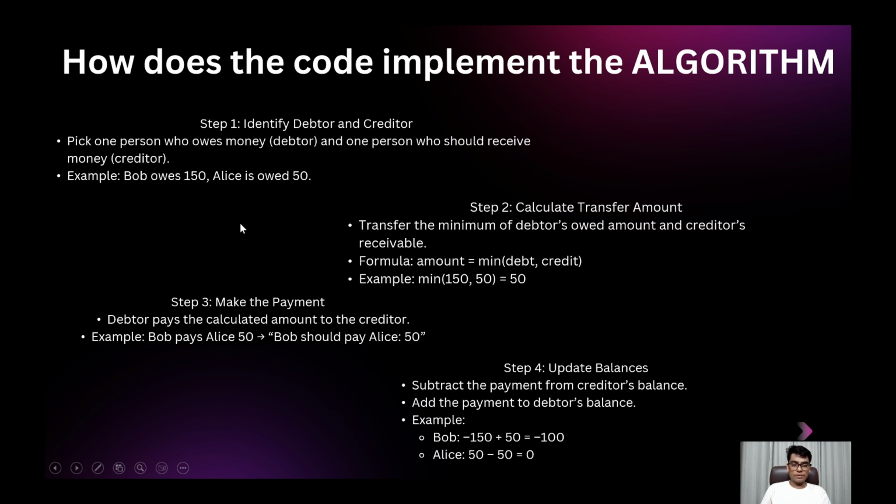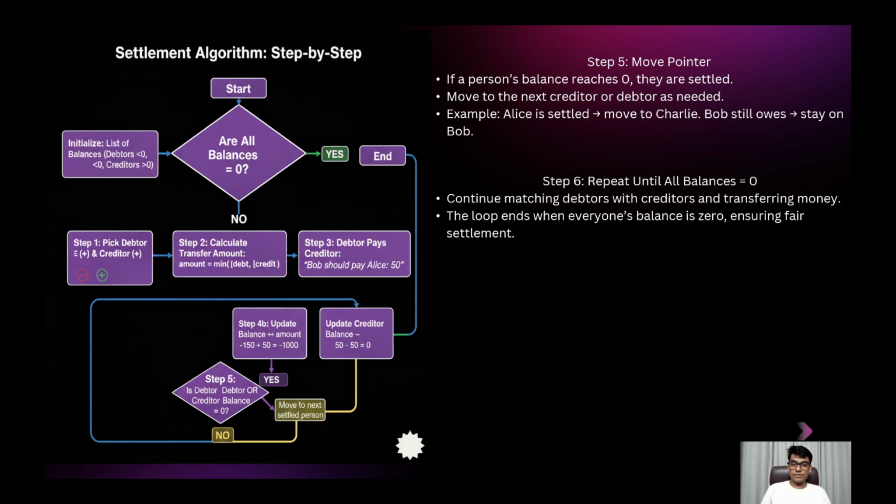Then I will make the payment and the output would be Bob should pay Alice 50. Then update the balances. Bob owes 150, right? Then Bob would be minus 100 owed and Alice would be settled up. So as Alice is settled up and she was a creditor, I will move to the next creditor. Clearly seen, if a person's balance reaches 0, they are settled. Move to the next creditor or debtor as needed.